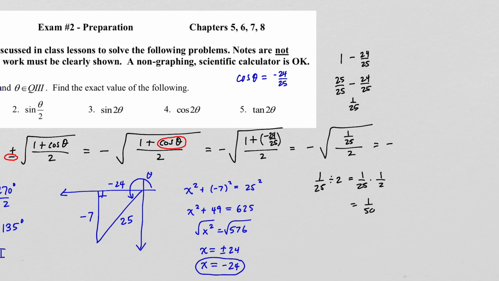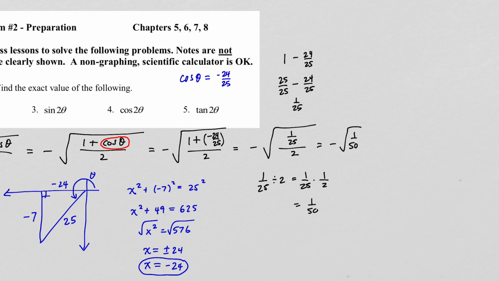So what we have here is negative square root of 1 over 50. And from there, we're just going to simplify. This is negative square root of 1 over the square root of 50, which is negative 1 over 5 radical 2. And then multiplying by radical 2 in the top and the bottom, we get negative radical 2 over 10.